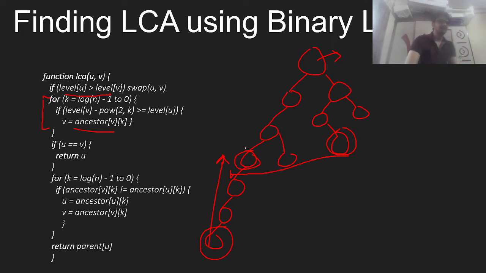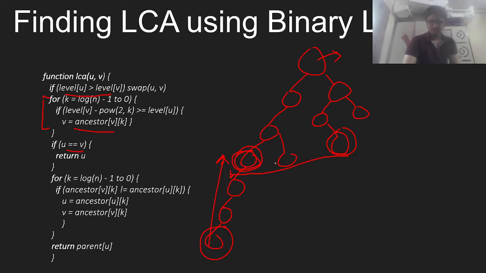Now there can be two cases. Suppose this node is the ancestor of the other node. Then when we do this process, we'll get the LCA itself. So if u and v both become equal, that means u is the LCA. If that is not the case, say we move till this level, so now both the levels are equal. If u and v become equal, then we know that is the LCA.